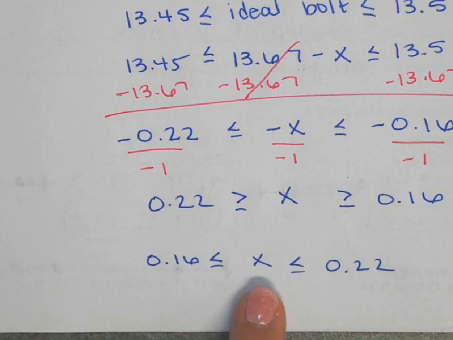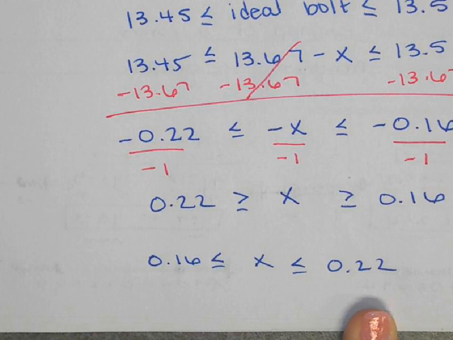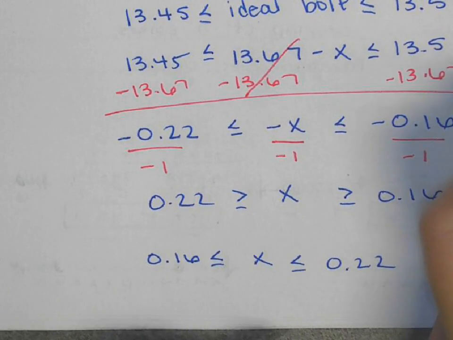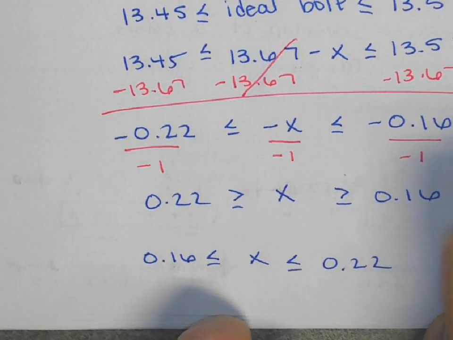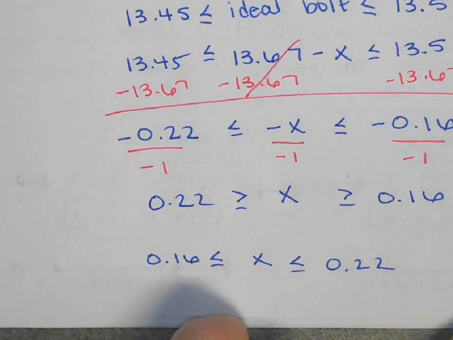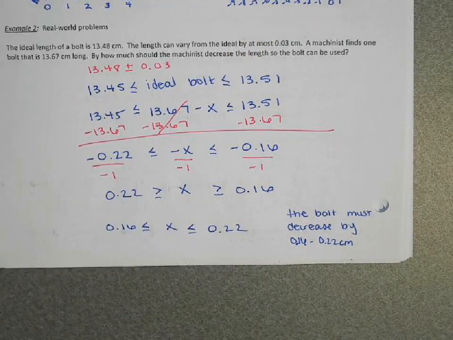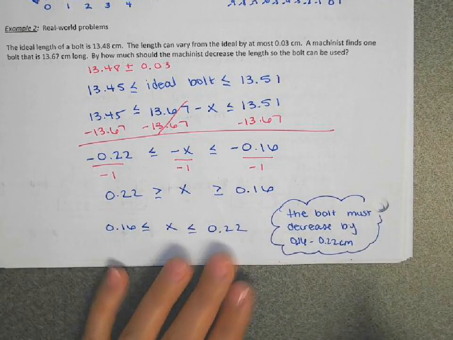That means that the bolt has to be shortened by somewhere in between 0.16 and 0.22 centimeters. Okay, this bolt that he found. So the bolt must decrease by 0.16 to 0.22 centimeters. So that's your answer there.